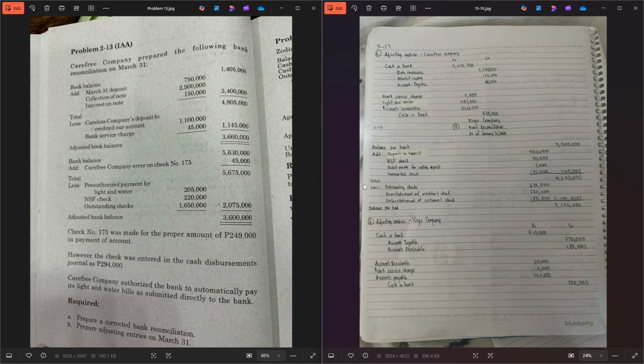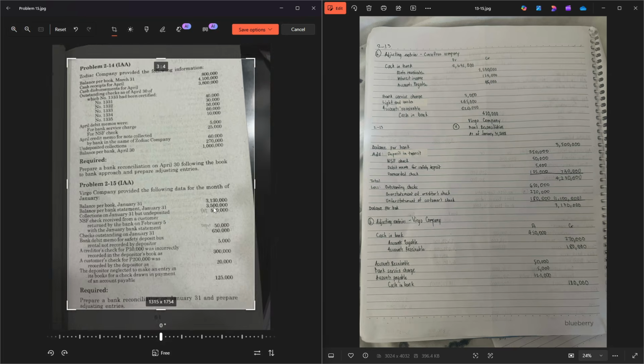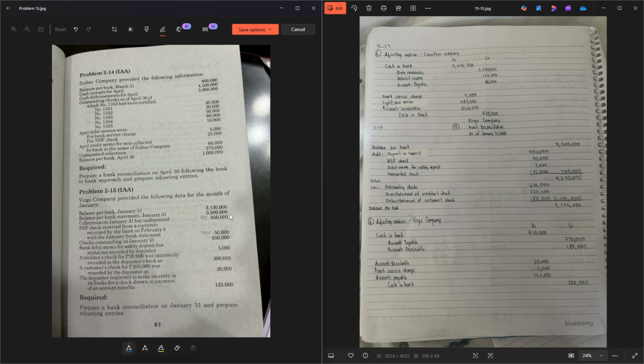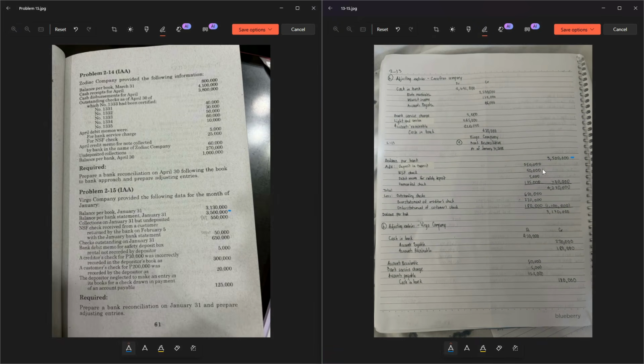Then next, 2-15, Virgo Company Bank Reconciliation as of January 31, 20XX. So the balance per bank is 3,500,000. Wait, let me get the balance per bank is 3,500,000. Yes, 3,500,000. Then the deposit in transit is 550,000 from the collections on January, undeposited, yun yung undeposited collections.